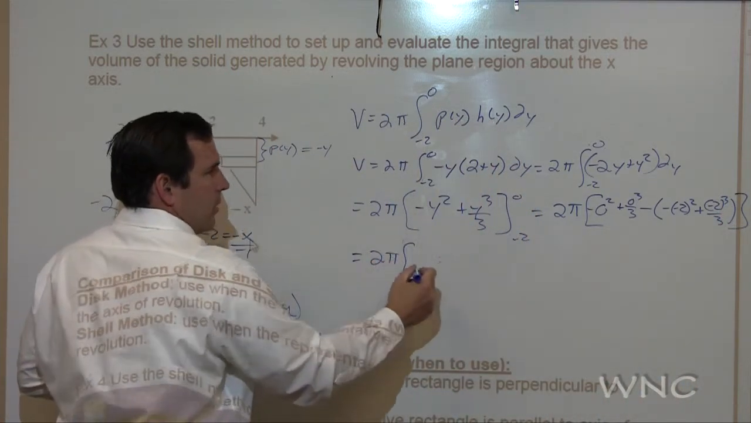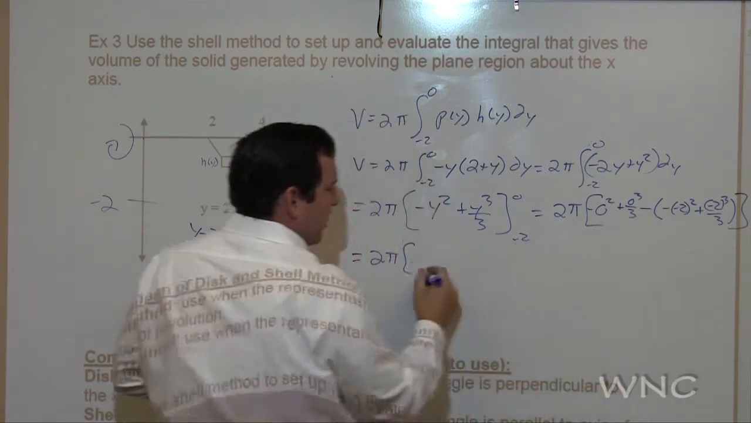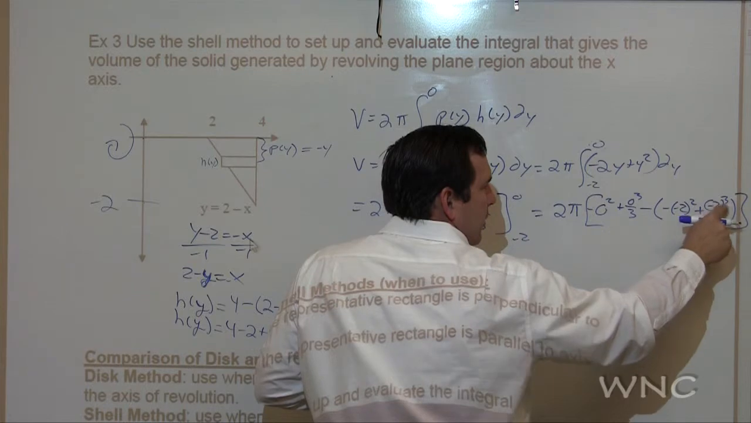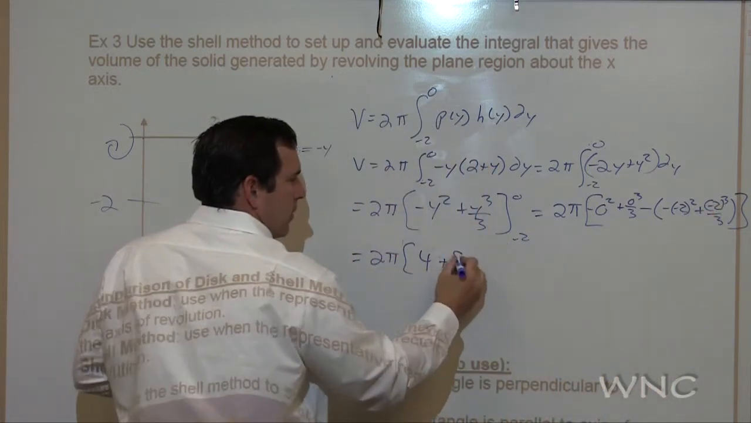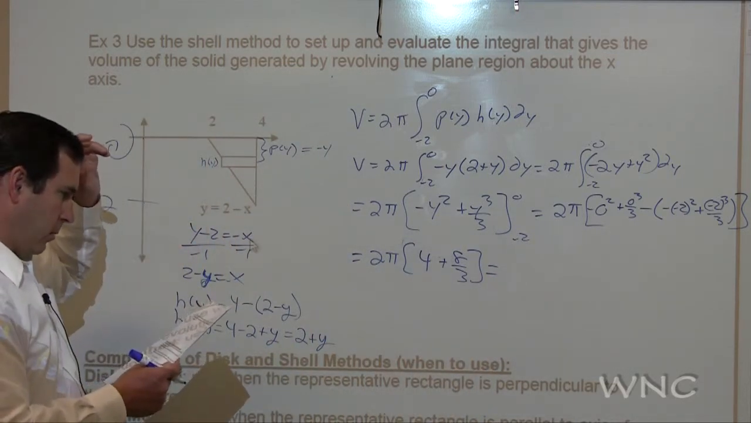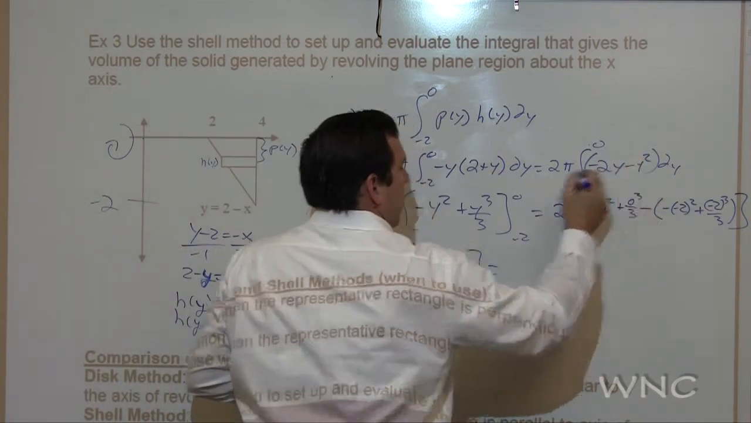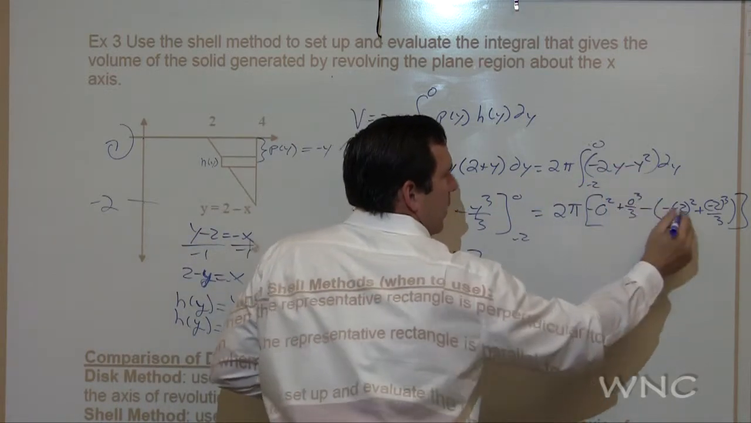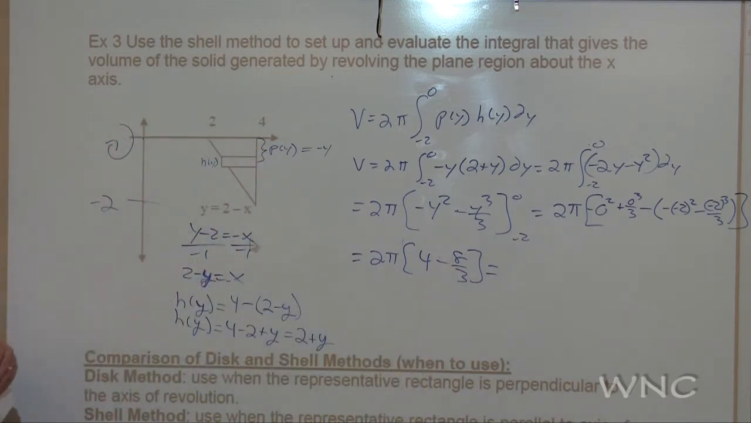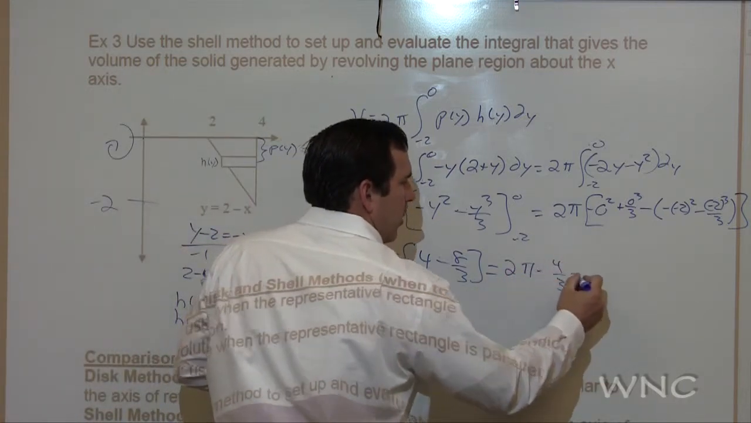2 pi times what? Double negative here. Okay, so negative 2 squared is 4. Got a negative there, got a negative there, so that's a plus 4. And then negative of, this is negative 2 cubed is negative 8. So negative 8 is positive 8. Okay, I feel like I have a negative issue. Yeah, I do, because I forgot to distribute this negative. Okay, and that should be the negative. Okay, so this does come out to be a minus here. So we have 2 pi times the quantity 4 minus 8 thirds, and that comes out to be 2 pi times 4 thirds, or 8 pi over 3.